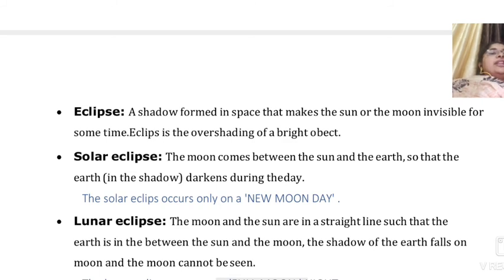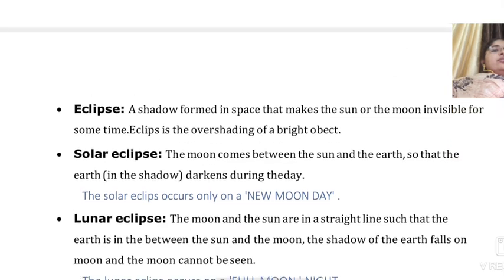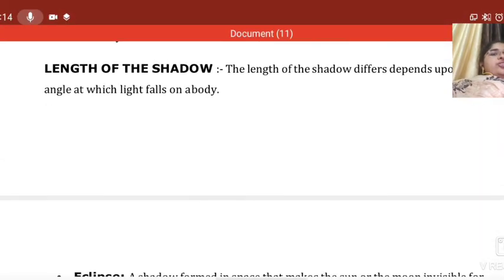A solar eclipse occurs only on a new moon day. The next type is lunar eclipse. It means the moon and the sun are in a straight line such that the earth is between the sun and the moon. That is why the shadow of the earth falls on the moon and the moon cannot be seen. This is called a lunar eclipse, and a lunar eclipse occurs on a full moon night. So remember students, these two examples are about the length of shadow.